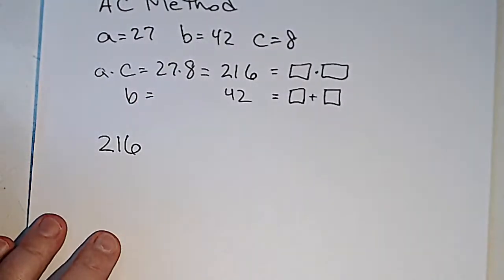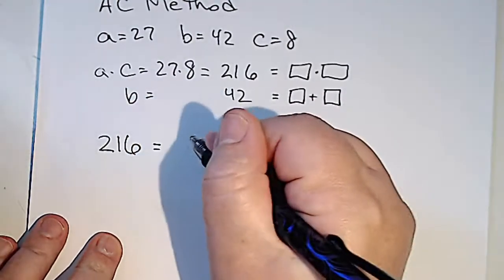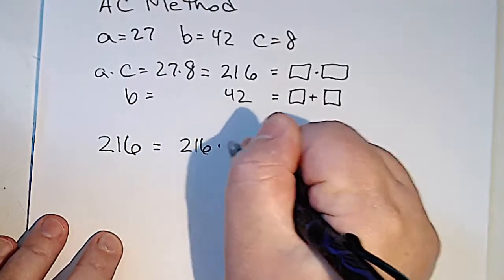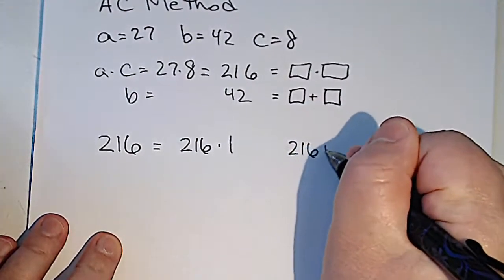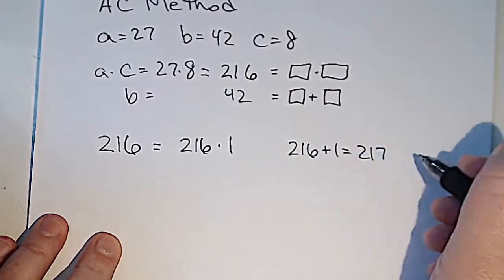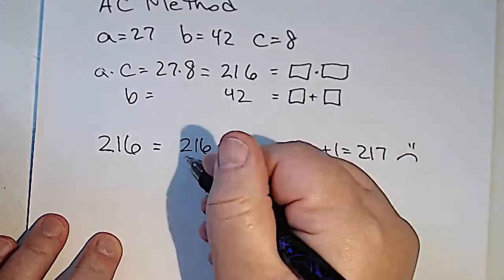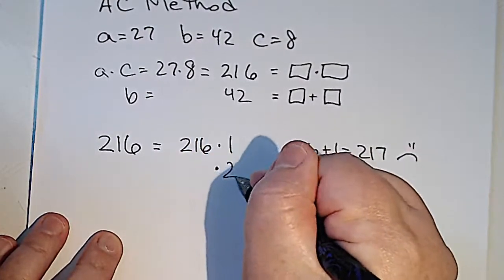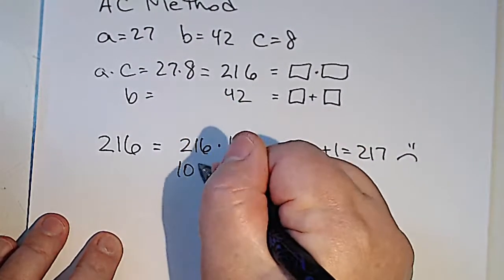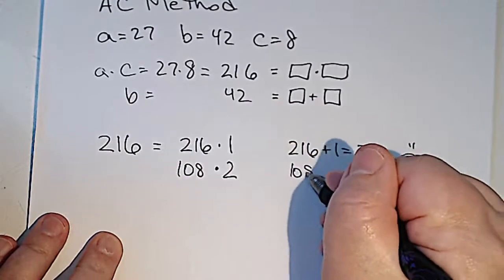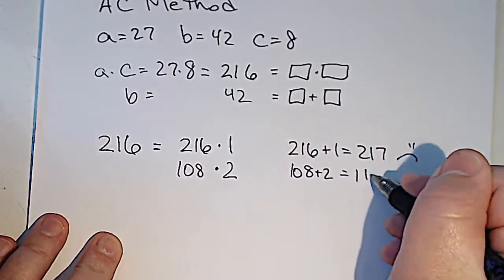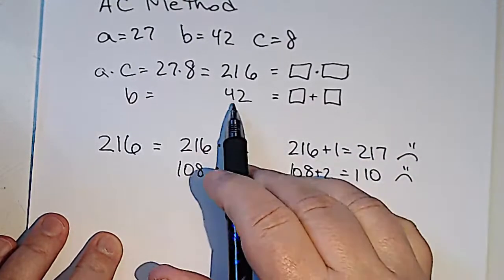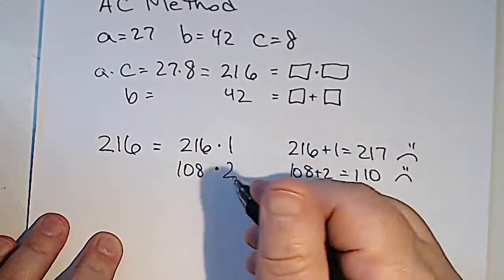Well, in a lot of ways, AC method is exactly like trial and error. We just have to sit down and go, okay, it could be 216 times 1. 216 plus 1 is 217. That's no good. Okay, it could be 2 times 108. 108 plus 2 is 110. No, we're looking for, again, 42 is the magic number.